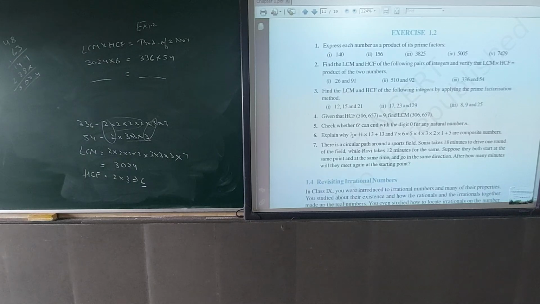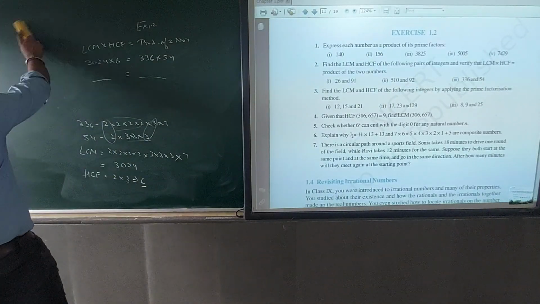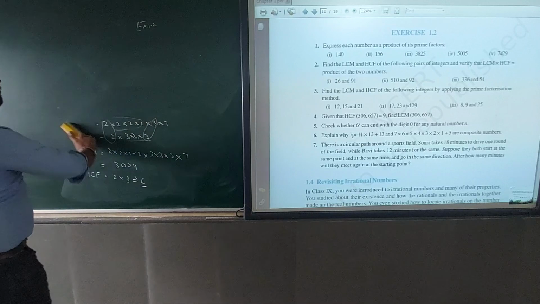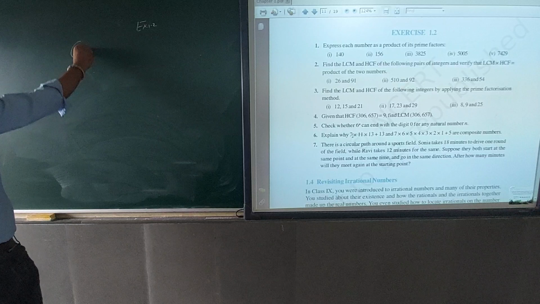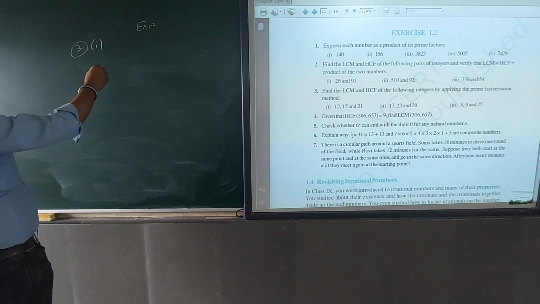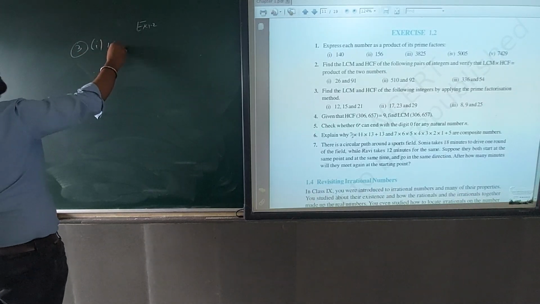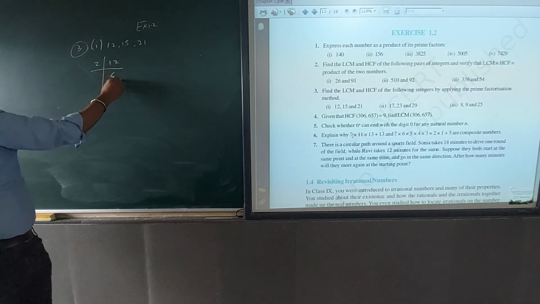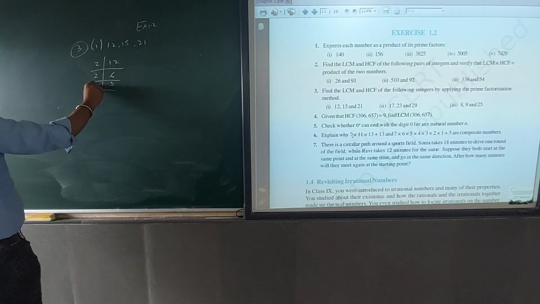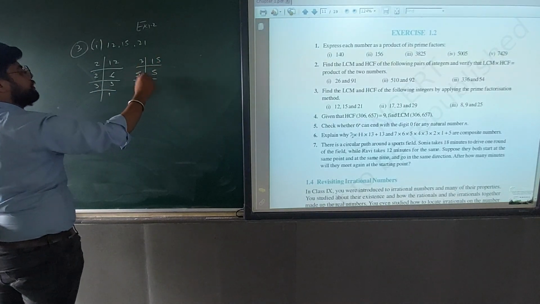And now the third question, the last question for today's class. Third is find the LCM and HCF of the following by applying prime factorization. Very easy question, but here no verification was there. Third question, first part: 12, 15 and 21.